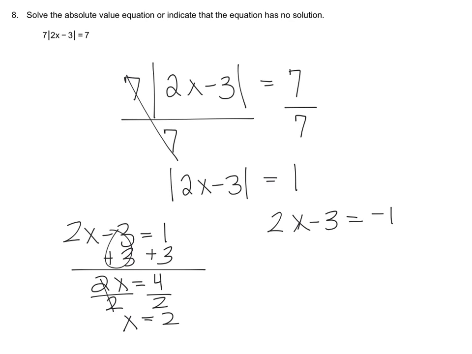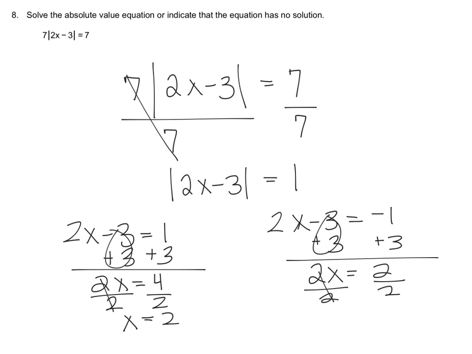Now we'll move on to 2x minus 3 equals -1. We'll add 3 to both sides, and we have 2x equals positive 2. Then we'll divide both sides by 2, and we get x equals 1. So our solution is x equals 2 and x equals 1.